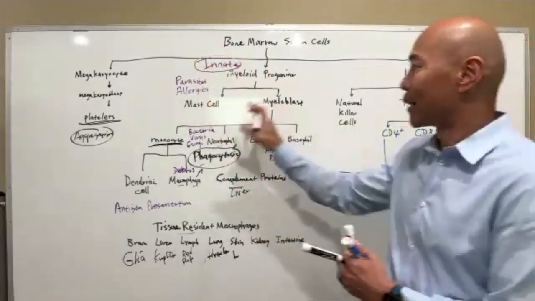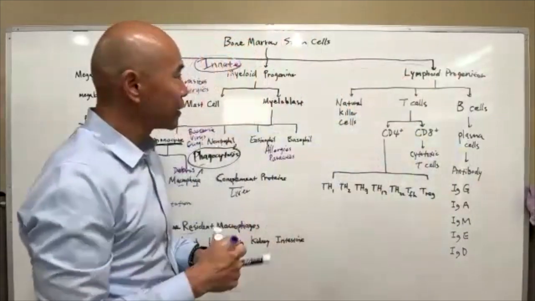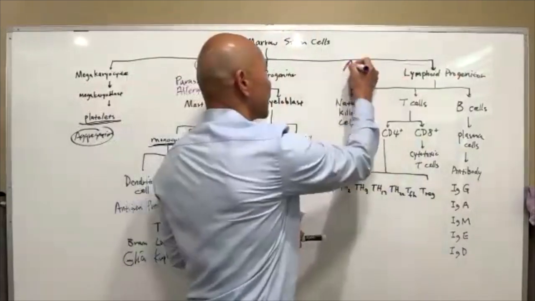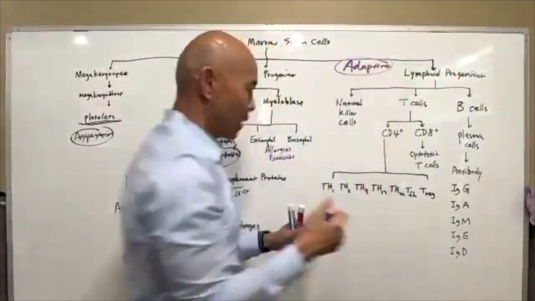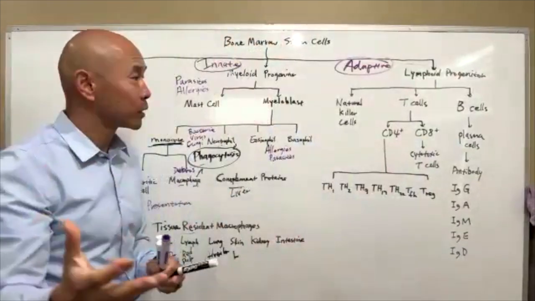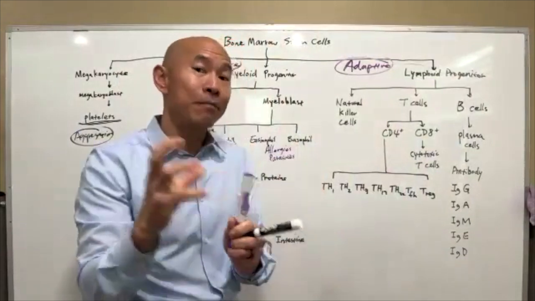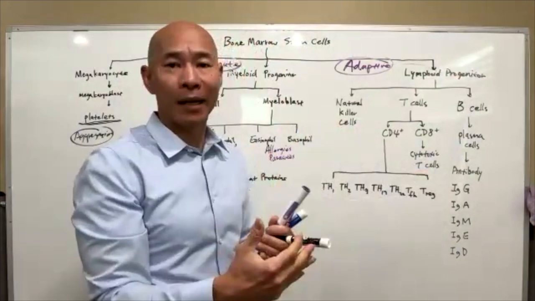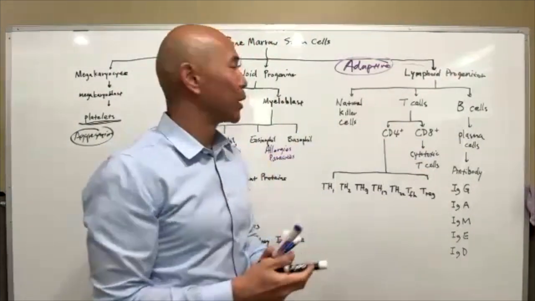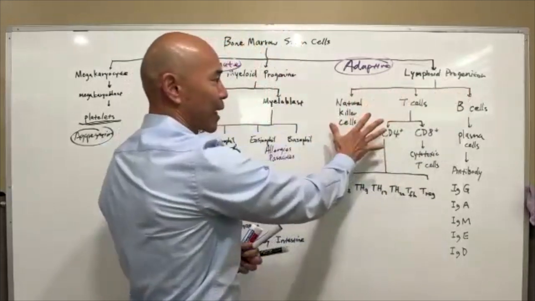Okay? Now, on the other side, we have the lymphoid progenitor. Now, these immune cells are involved in what's called the adaptive immunity. Adaptive immunity means your immune system can actually identify a specific pathogen and make a memory cell against that pathogen. So in the future, when you come upon it again, you're ready to attack the pathogen. These lymphoid progenitors can turn into various different kinds of cells.